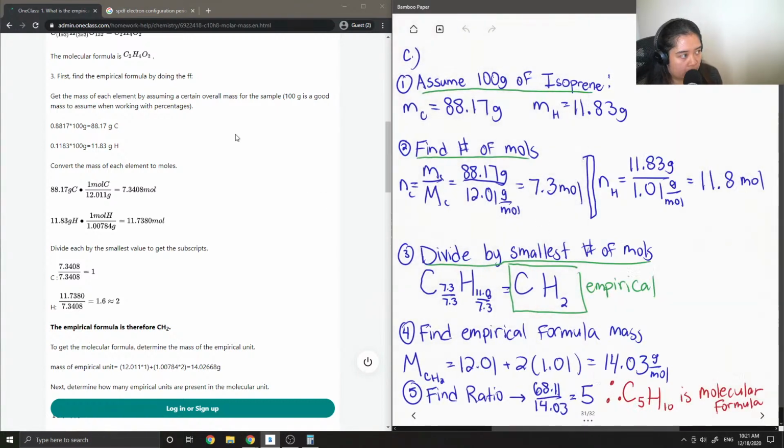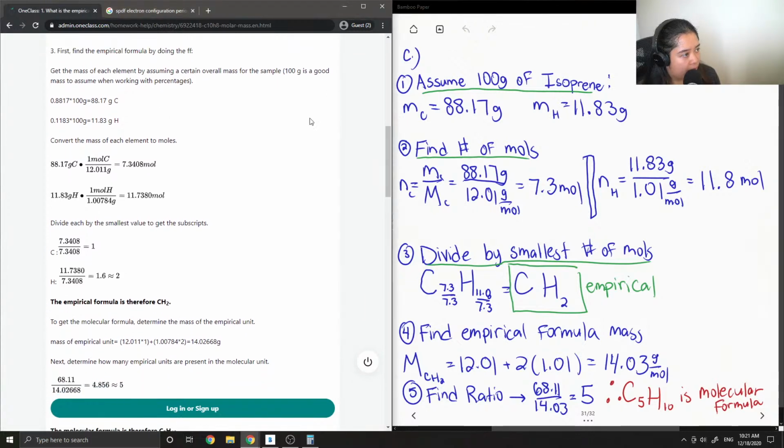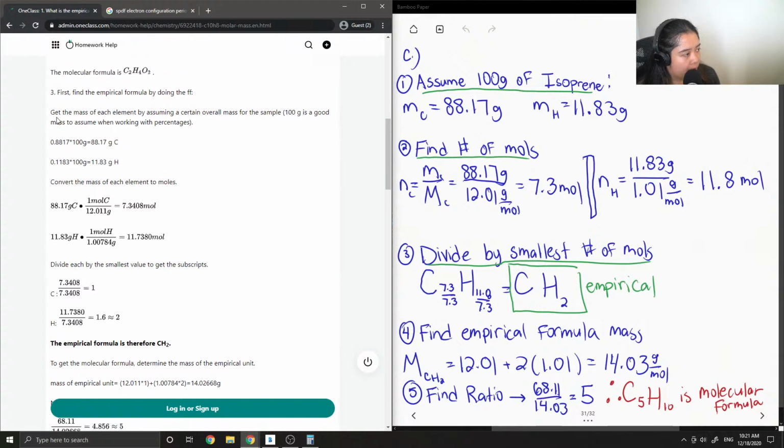Okay, so part 2 is correct. Part 3: first find the empirical formula by getting the mass of each element, assuming a certain overall mass for the sample. They say 100 grams is a good mass to assume when working with percentages. Then they just showed how you would get the masses.